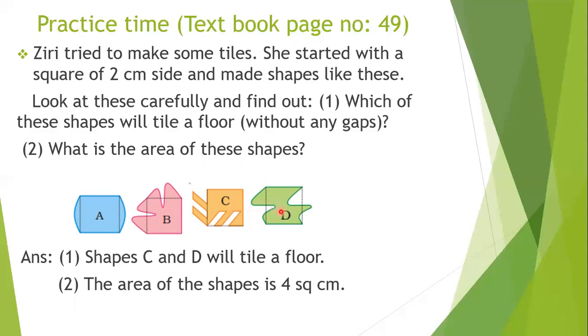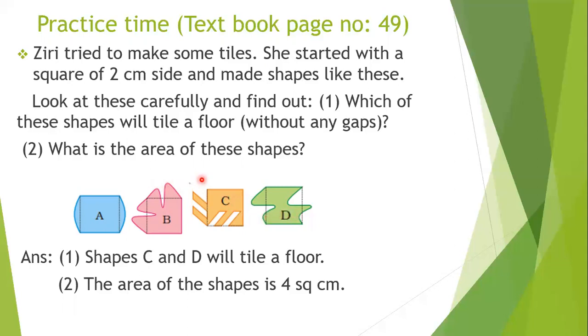Same way, in tile D also, see, here some projection is there and this side some gap is there. So if she uses another tile of the same type, this gap will be filled by this side projection of the second tile. Same here, some projection is there, and this projection will fill this part of the second tile. Here also some gap will be filled by this part of the second tile. So she can use this D also for filling the floor. That means tiles C and D will fill the floor without leaving any gap.